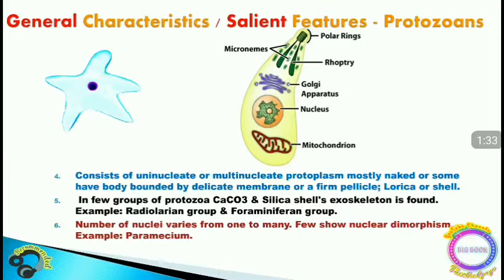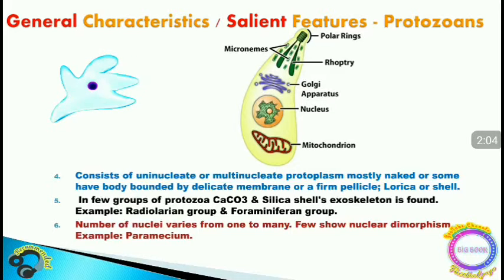Consists of uninucleate or multinucleate protoplasm, mostly naked, or some have the body bounded by a delicate membrane or a firm pellicle, lorica or shell. Here these organisms are uninucleate. They can be of a single nucleus or they can be of multiple nuclei. So mostly naked, or some have the body bounded by a delicate membrane.